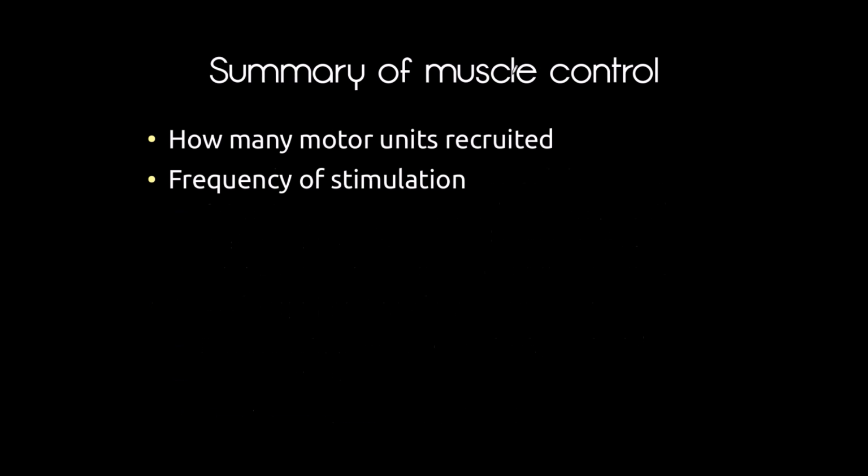So, just in summary of how we're controlling muscle fibers, we can do this in two different ways. The number one way is we can add to the number of motor units that are recruited into contraction. And the second way is that we can increase the frequency of stimulation to these muscle fibers, and that is going to cause summation in these contractions and increase the contraction strength of these muscle fibers until they reach tetanus.